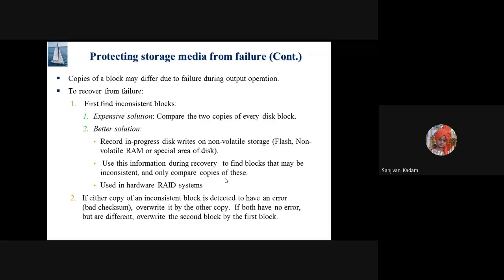If both have no error, it means there is no inconsistent state. That is, this also has the correct value which satisfies all the constraints. The second one also satisfies all constraints, but they are not the same. And we can say that either copy should be written. It means whatever the second block is, replace it by the first one, or copy whatever the first block's contents are to the second.